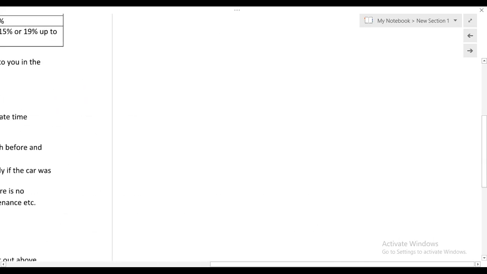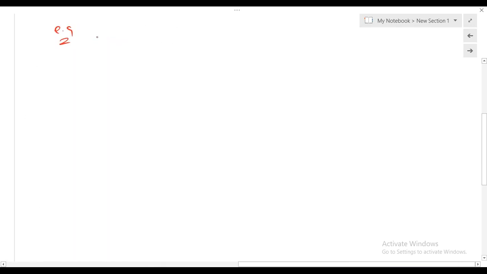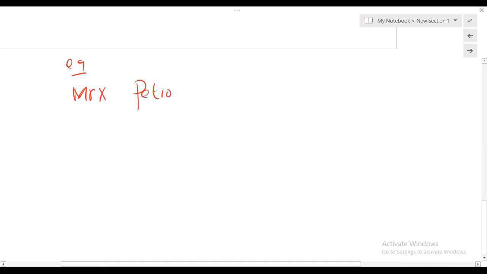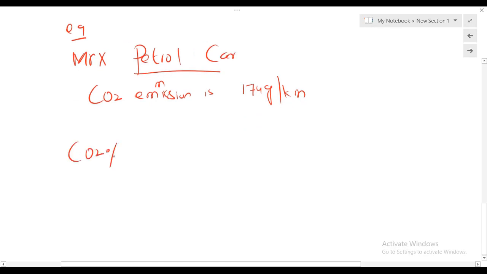Let me explain all this. For example, take it like this. Mr. X has been given a petrol car for private use, and the examiner is saying that the CO2 emission is 174 grams per kilometer. We just need to calculate the CO2 percentage. How do we calculate? A very important point is that the given car is a petrol car. CO2 percentage is equal to, for 55 grams we have 15%, which is fixed. After that, you always have to round down this value to a value which can be divided by 5. So it is 174, I'm writing 170.